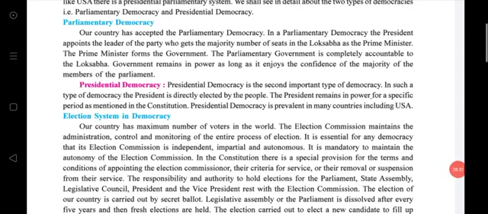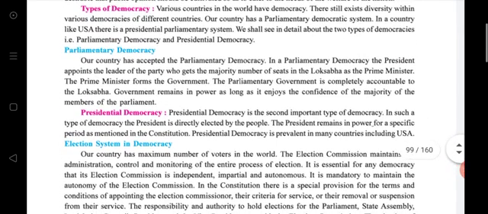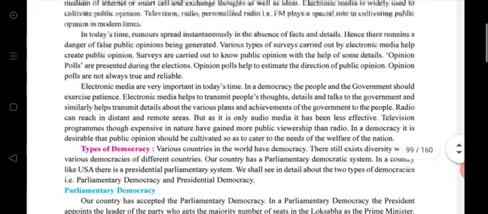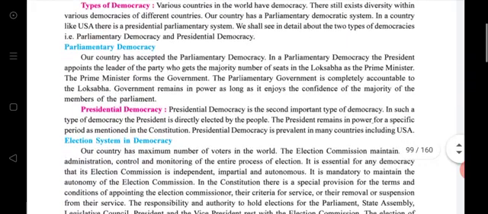So here we are done with the topic of types of democracy. Next topic, election system and democracy, we will start in the next chapter. Here we complete today's lecture. In today's lecture, we have studied print media, electronic media, then types of democracy, and some questions which are important for the examination that I'll give you.